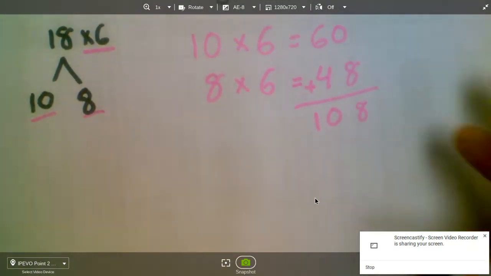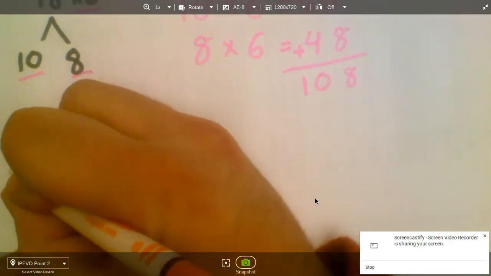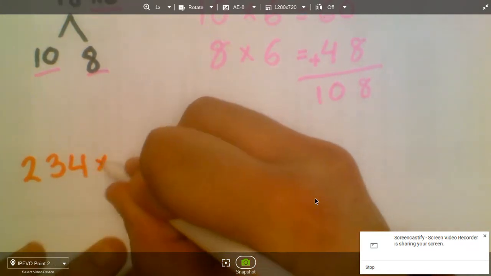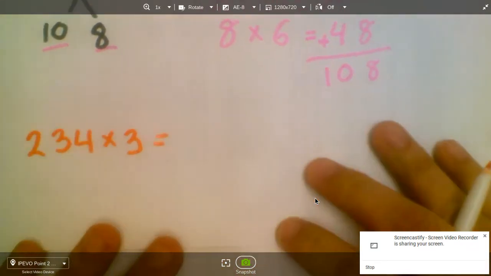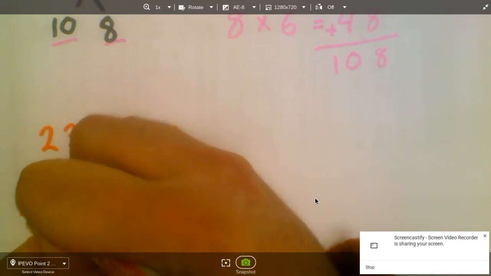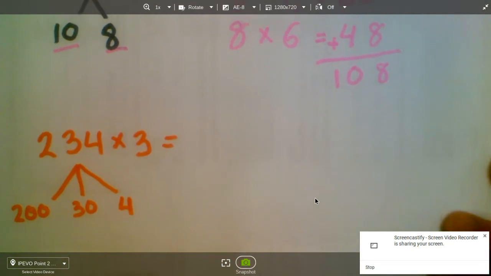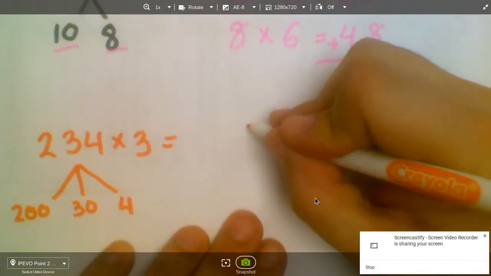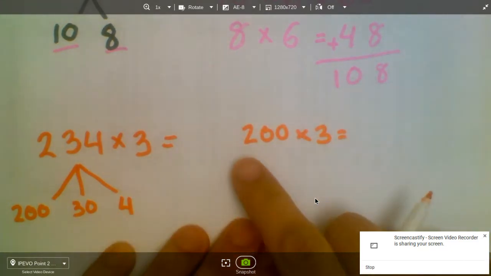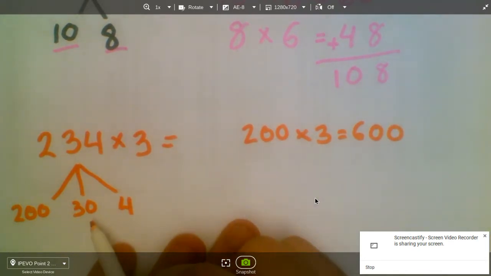Let's do 234 times 3. Well, I can divide that up as well. I can decompose those to get 230 and 4. And each of those are going to have to be multiplied times 3. So I'm going to do 200 times 3. And we know how to do extended facts. My base fact is 2 times 3 equals 6. That's telling me my answer is 600. Now I have 30 times 3.